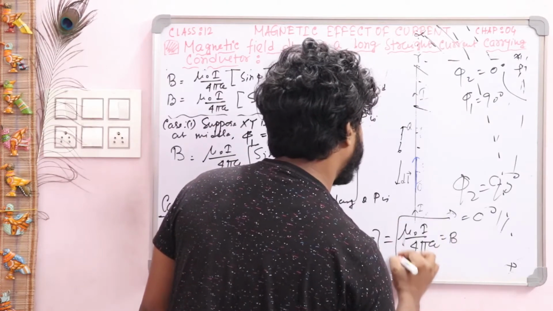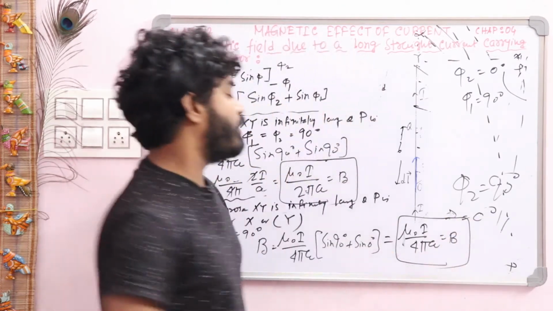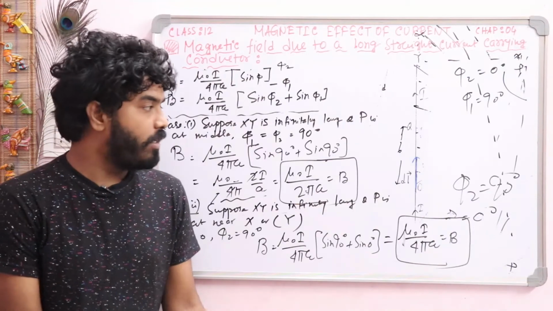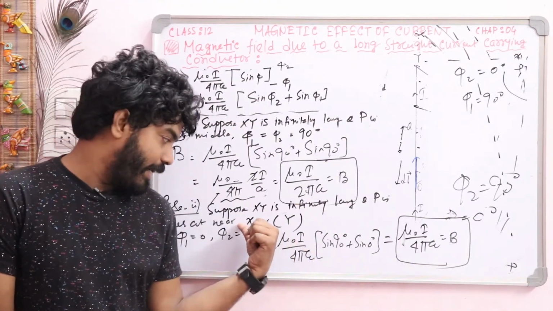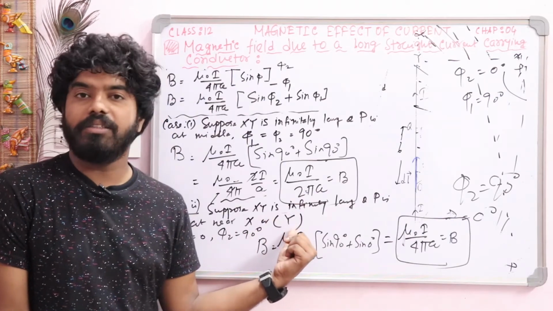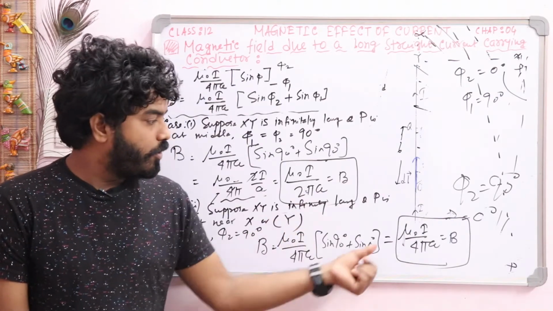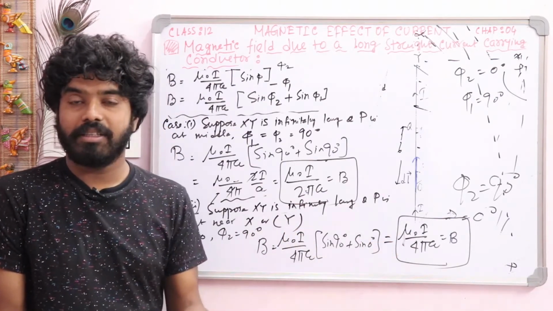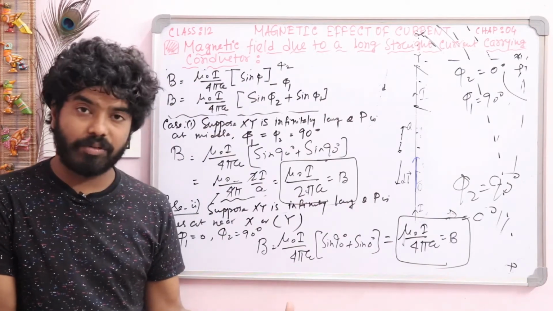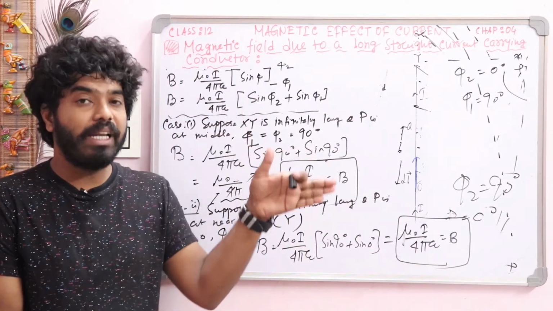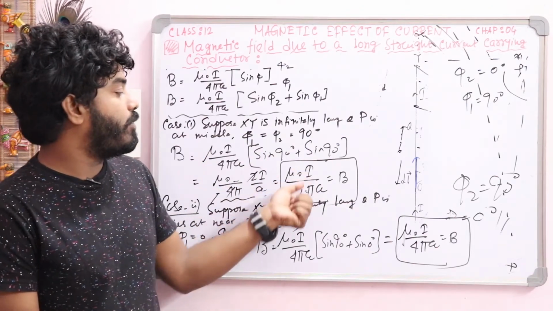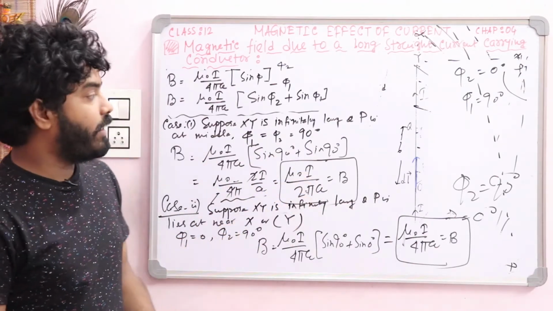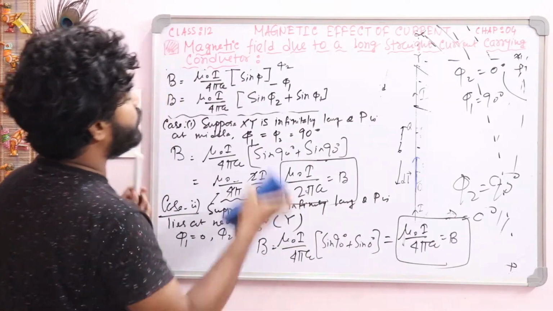This is the expression of magnetic field when the wire is infinitely long and the point P lies near end x or near end y. So mu naught I by 4 pi a when the point P lies near end x or y, and when the point P is in the middle and the wire is infinitely long, in that condition B is equal to mu naught I by 2 pi a. Now write another case, that is case number 3.